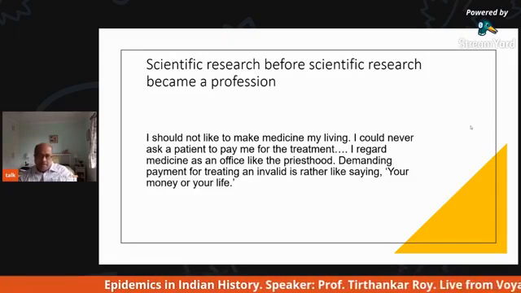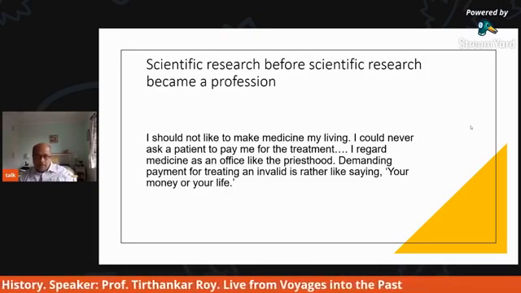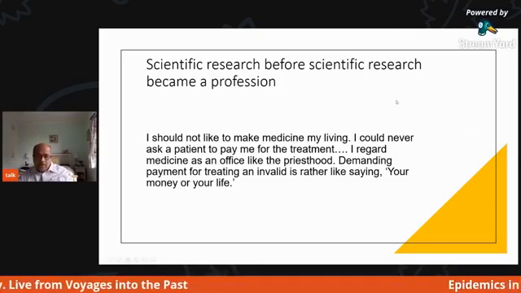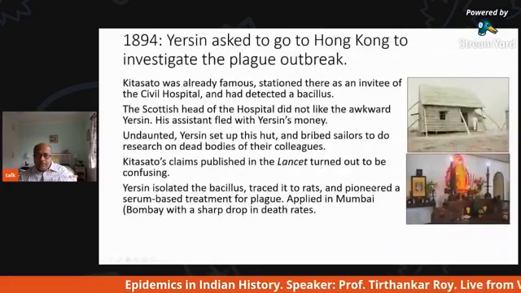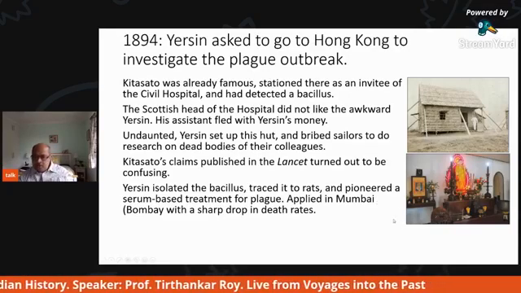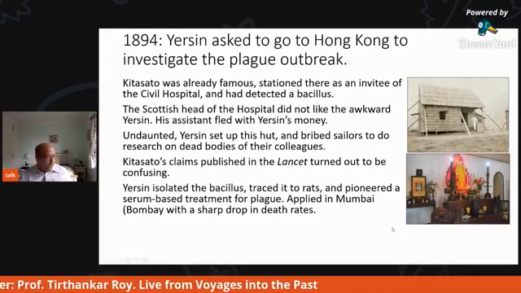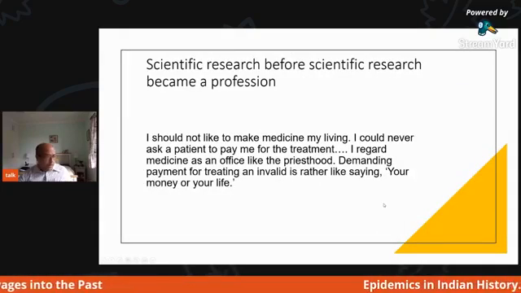I should not like to make medicine my living. I could never ask a patient to pay me for a treatment. I regard it as an office like the priesthood. Demanding money for treating an invalid is like saying your money or your life. And of course, he lived quite quietly in this house for a very long time, which is now a museum. And you can see that he died there, and he lived all his life in a corner of Vietnam.